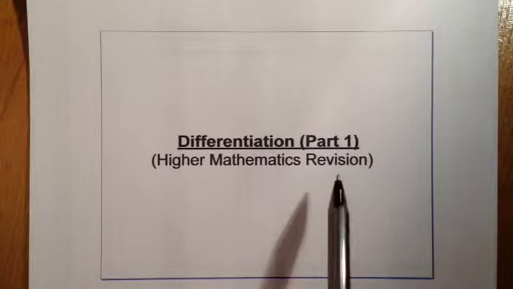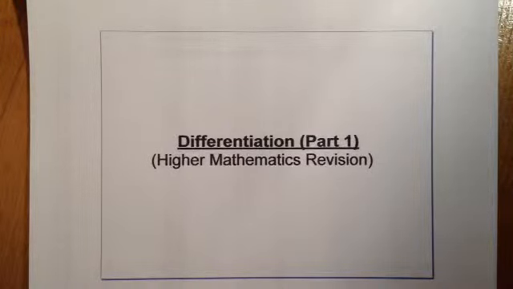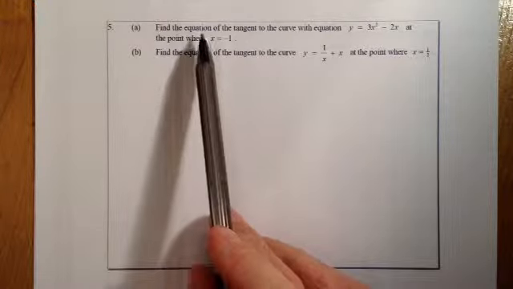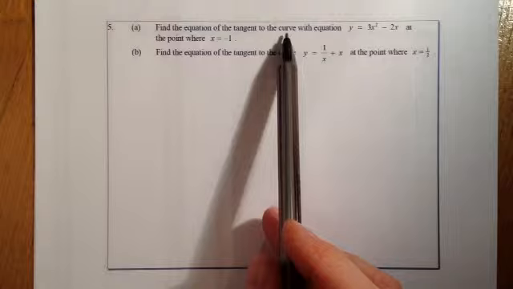We're looking at differentiation part 1, higher maths revision for your prelim or for your final exam. We're going to cover question 5 here. This is the third video of 6 videos we're doing on this. So for differentiation we're going to go for question 5, and this question is looking at finding the equation of the tangent to the curve.